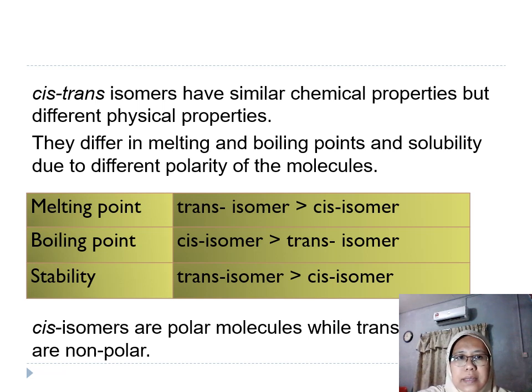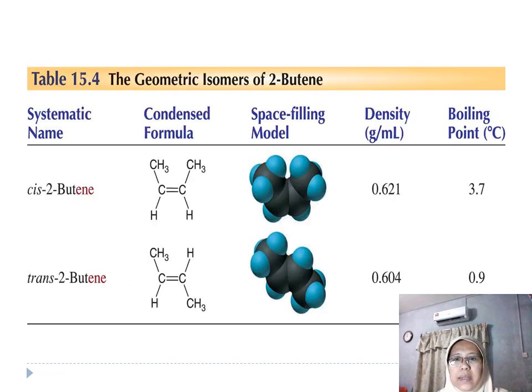Since cis-trans isomers have the same functional group, they have the same chemical properties, but because of the length difference, they would have different physical properties. For example, the melting point of the trans isomer is higher than the cis isomer, and the boiling point for cis is higher than trans. This is due to a difference in polarity, because cis are polar but trans are not. This is what I meant.